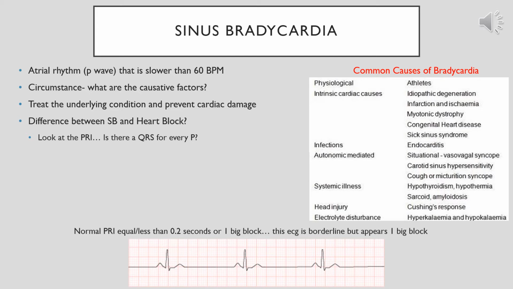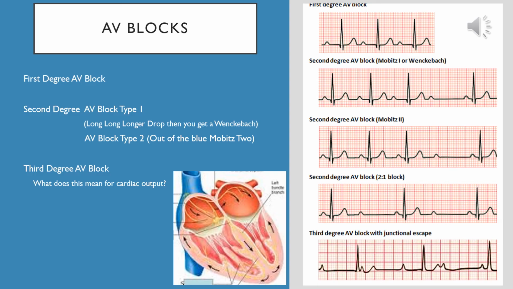The difference really between sinus bradycardia and heart block has to do with the distance between the PR interval. When we're looking at PR, is there a P for every QRS complex, and is it getting to a point where it's elongated and over the normal PR interval? That's where we're going to be evaluating whether or not this is heart block versus sinus bradycardia. I know some people struggle with AV blocks, so I'm going to try to simplify this as easily as can be done.